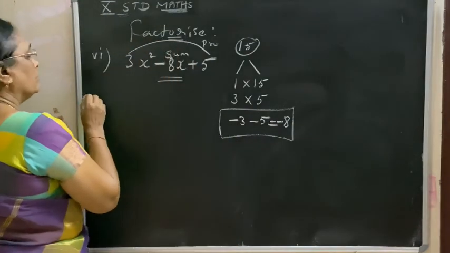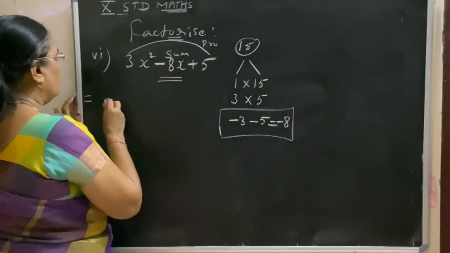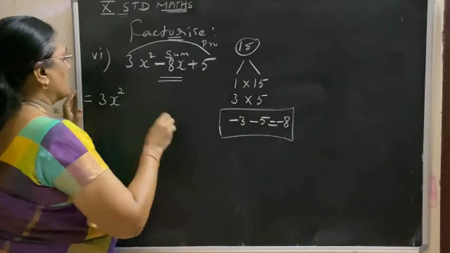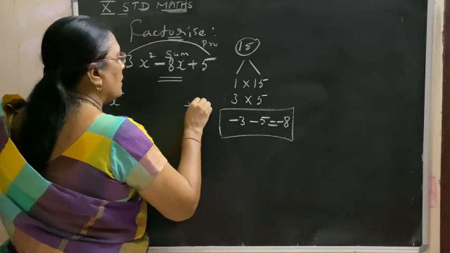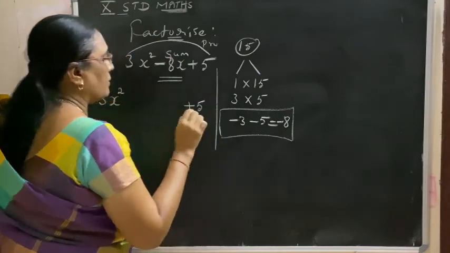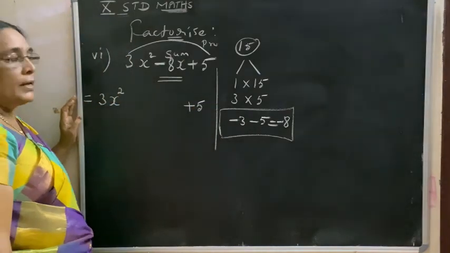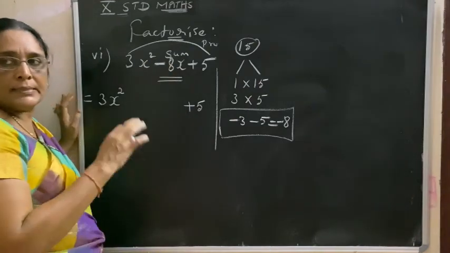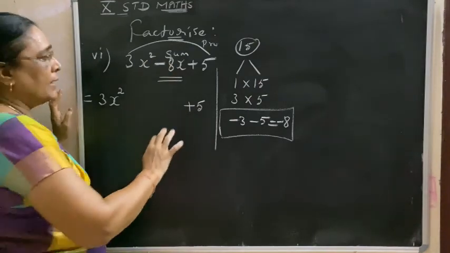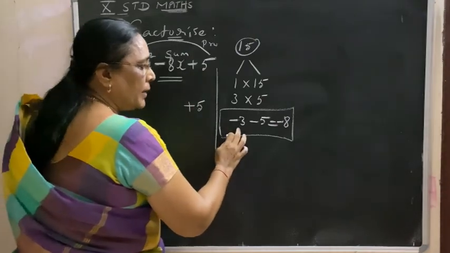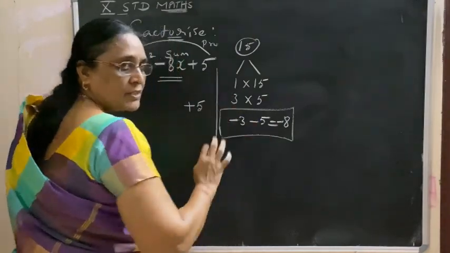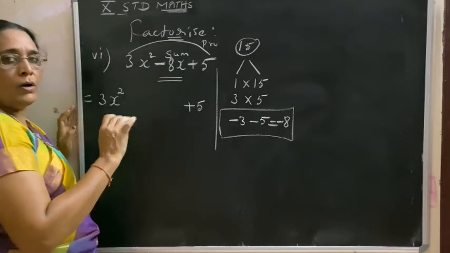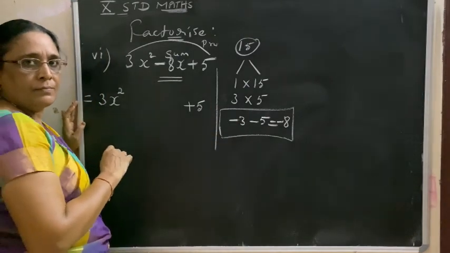Now, what you have to do? As the previous sum, you have to write the same procedure. First term and the last term, you have to write right as it is what is given. Then I am going to split the center term minus 8x as minus 3x and minus 5x. Right?